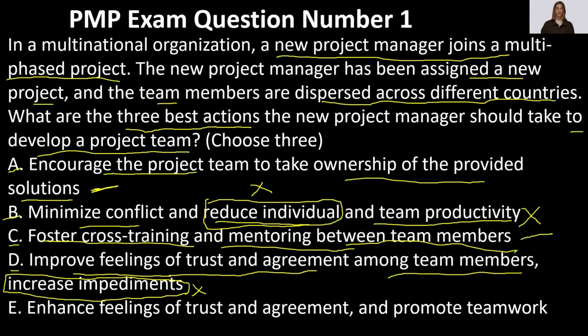Option E states that the new project manager should enhance feelings of trust and agreement and promote teamwork. This is a great option that can help the project manager develop the dispersed team. So, let's select our 3 best options for this situation. Out of all the options, options A, C, and E are the correct choices as they contribute to the development of the dispersed team.